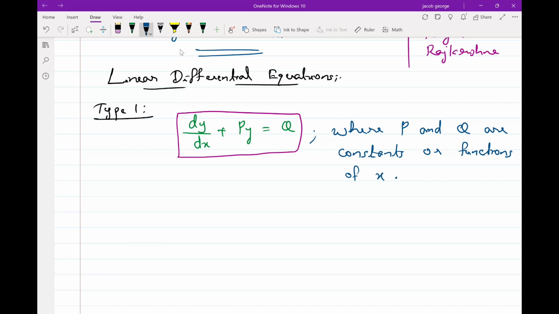All of you know order and degree. dy by dx means first order, its power is 1. In dy by dx plus py equal to q, there should not be any other coefficient for dy by dx. In case there is a coefficient, we have to divide by that coefficient and make it like this. So dy by dx plus py is equal to q is the linear differential equation. Next we are going to write the working rule. After explaining the working rule of type 1, we discuss type 2.